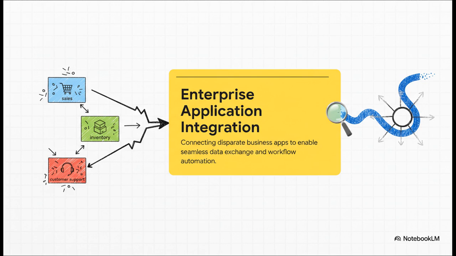You've got one app for your sales team, another for inventory, maybe a third for customer service. And none of them talk to each other. They're like little islands of data. We call them data silos. And the solution is Enterprise Application Integration, or EAI. It's basically the digital glue that connects all these different apps so they can finally share information and work together.